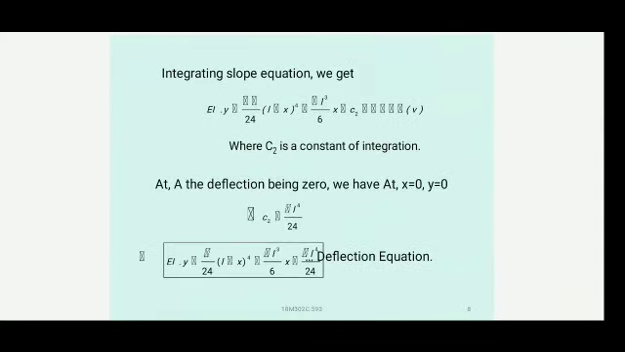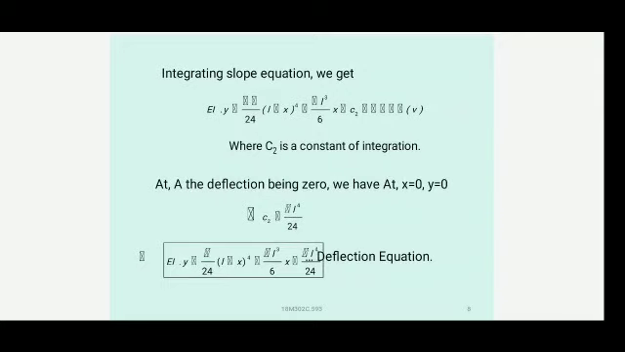Here, integrate the slope equation with respect to x. Once again, EI into y is equal to minus w by 24 into (L minus x) to the power of 4 minus w L cube by 6 into x plus c2. This is equation number 5, where c2 is the constant of integration.